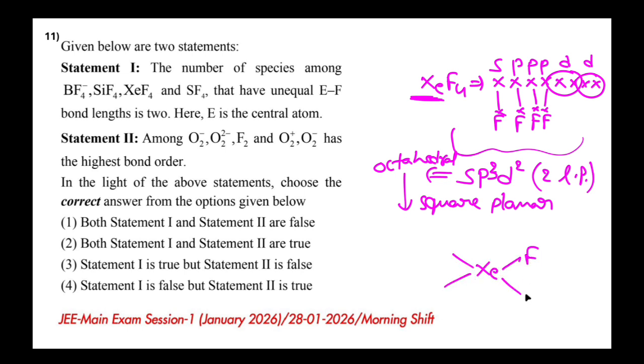In square planar shape, all Xe-F bond lengths are the same. All 4 Xe-F bond lengths are the same. Here xenon is symmetrically surrounded by 4 fluorine atoms forming a square planar arrangement. So in this molecule also the Xe-F bond lengths are the same, that is equivalent bond lengths.